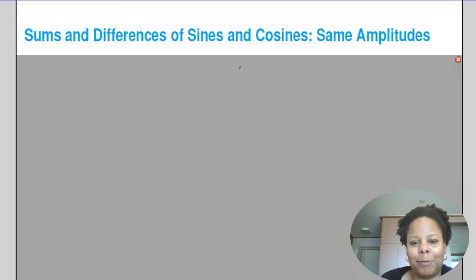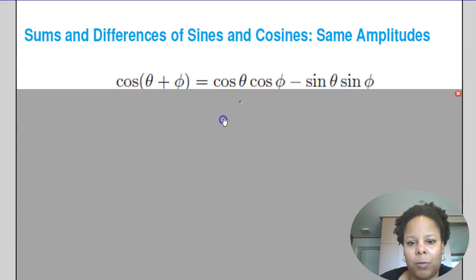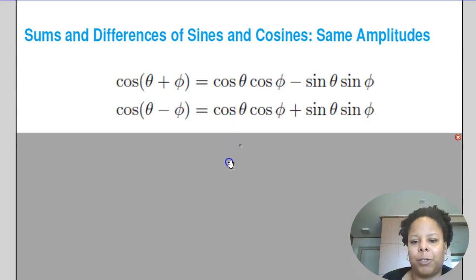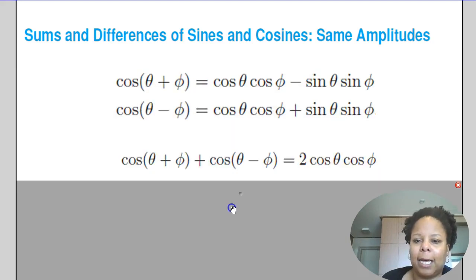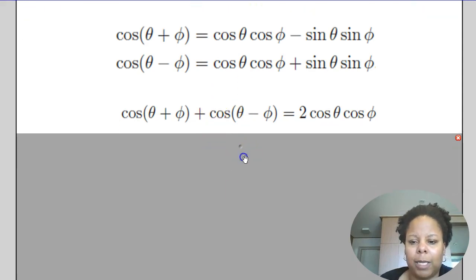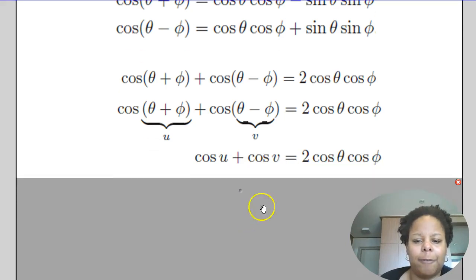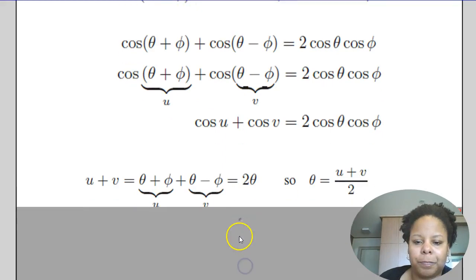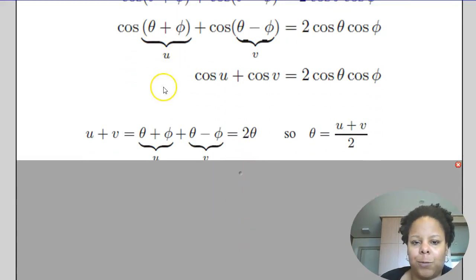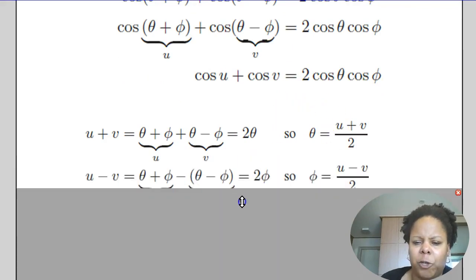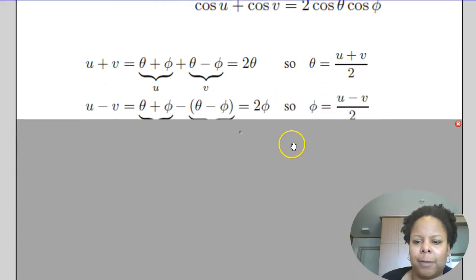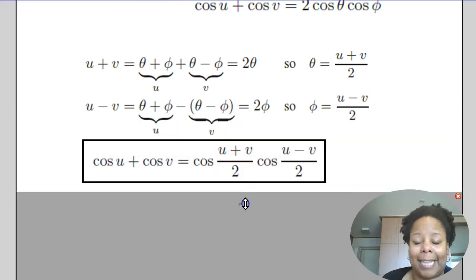Some of you may be asking, what if they have the same amplitude? Can we do that? And you can, using these formulas. In the interest of time, I'm just going to show you it and not talk you through it. If you have questions, you can ask me about it as well. In this case, we're introducing u and v so that theta and phi can be represented in terms of u and v. Theta is u plus v divided by 2, and phi is u minus v divided by 2, and we end up with something like that.